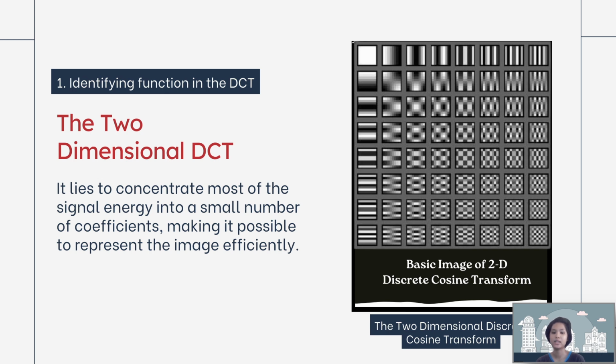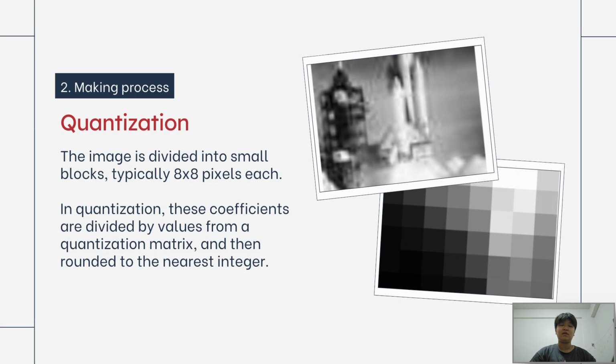It has the ability to concentrate most of the signal energy into a small number of coefficients, making it possible to represent the image efficiently by discarding coefficients of lower importance, and a significant compression ratio can be achieved without perceptible loss of quality. Now I will tell you about the quantization.